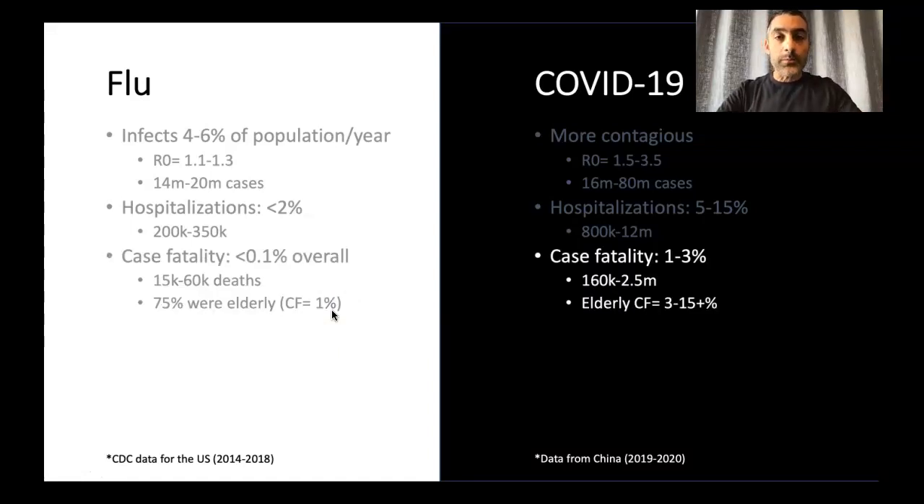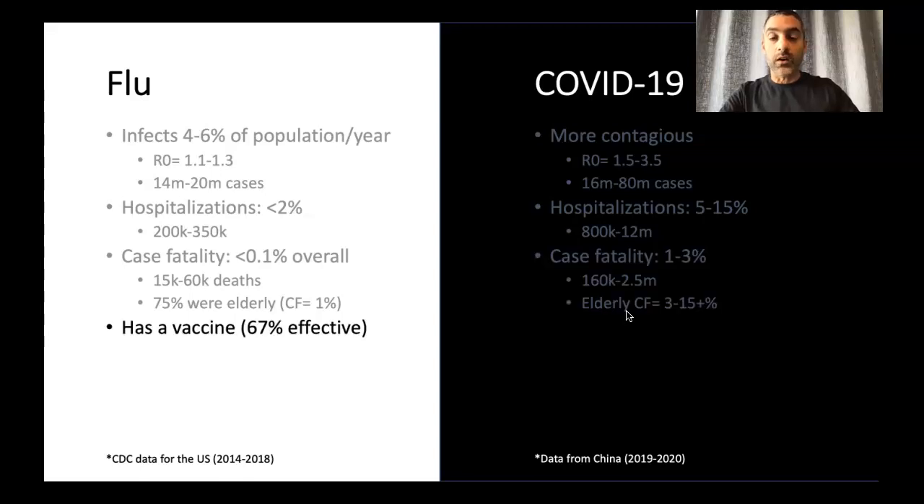The case fatality at the moment, based on the Chinese data we have with all its caveats, ranges from 1 to 3%. That results in, depending on the number of cases that we see in the United States, somewhere between 160,000 to 2.5 million deaths. And just like in the flu, elderly case fatality is a lot higher. The range for 65 and over is 3 to 15 or higher percent. And again, the caveat is that the data from China is going to be perhaps unrepresentative of what is happening in the US in terms of transmission rates, in terms of care, hospitalizations, pre-existing conditions, comorbidities, and so on.